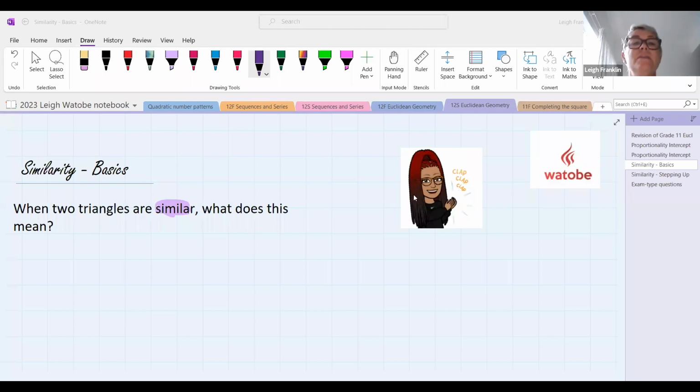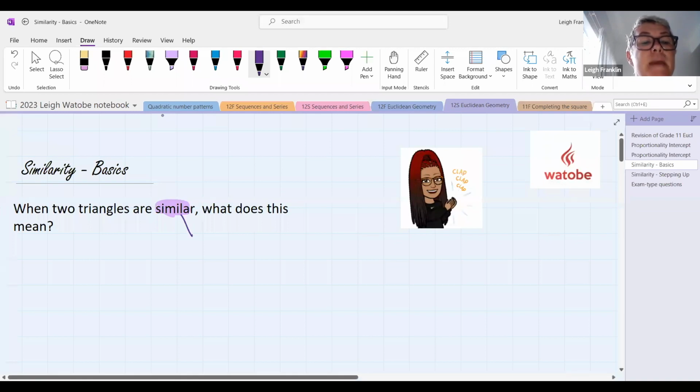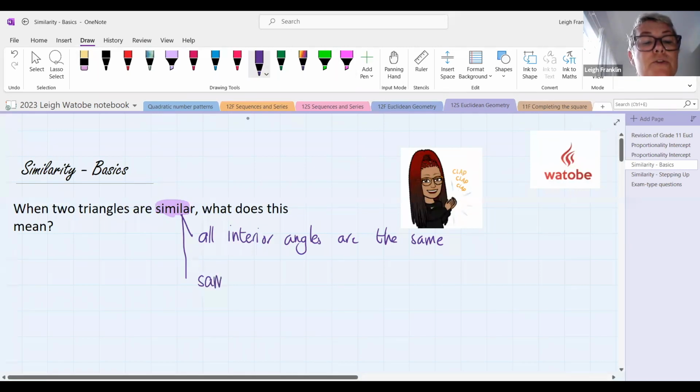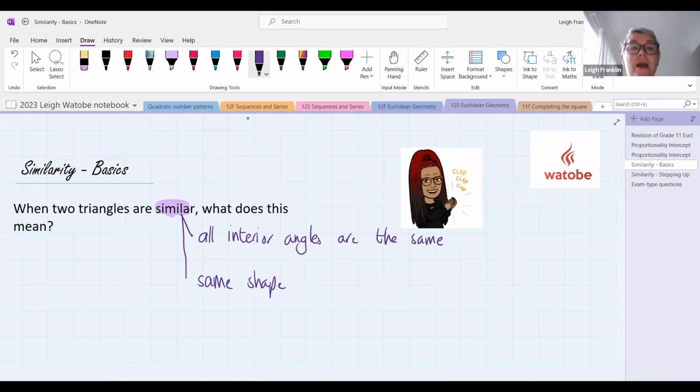So the word similar in maths, when we use it to describe triangles, means that all interior angles are the same, and the triangles have the same shape. So it doesn't matter what sort of triangle it is.